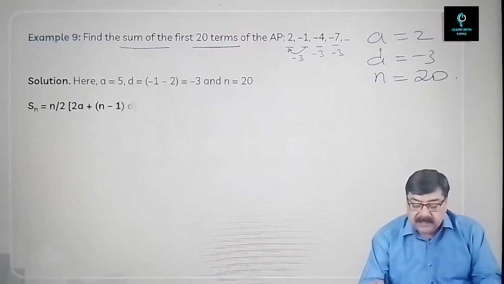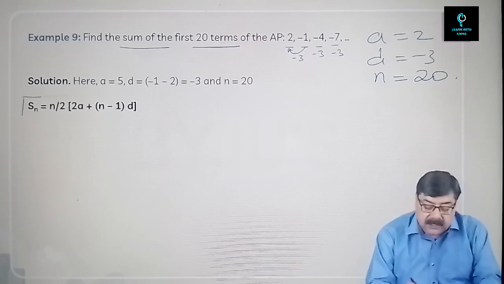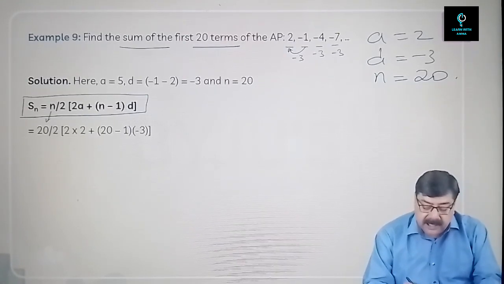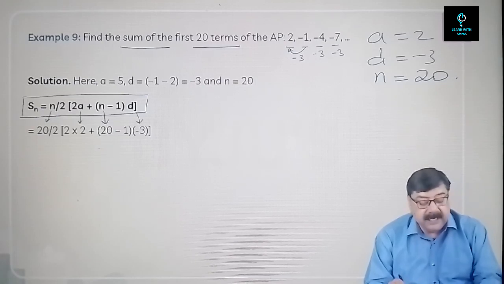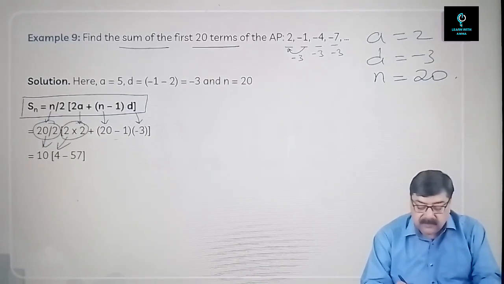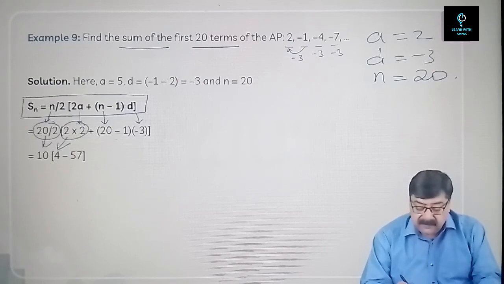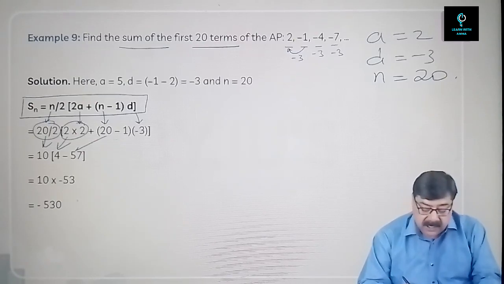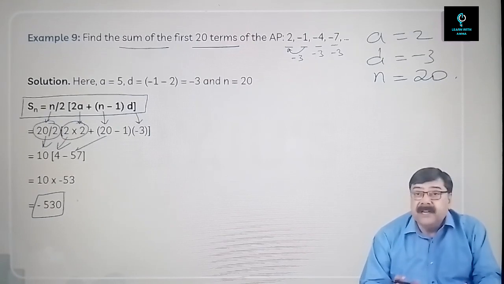So all these things are given to us, let us make use of the formula for finding out the sum of N terms. So N is 20, so 20 by 2, A is 2, and D here is -3. Just by substitution, we get 20 by 2 here as 10, 2 into 2 is 4, and 20 minus 1 is 19, into -3 is -57. So this shall become 10 into -53, which works out to be -530. That would be the sum of all the terms in the given AP.